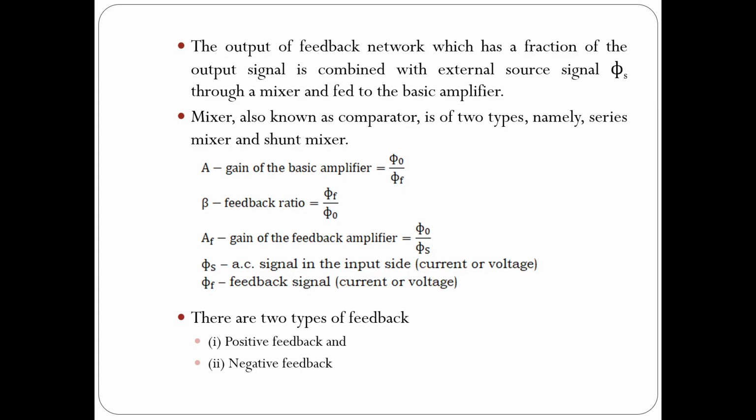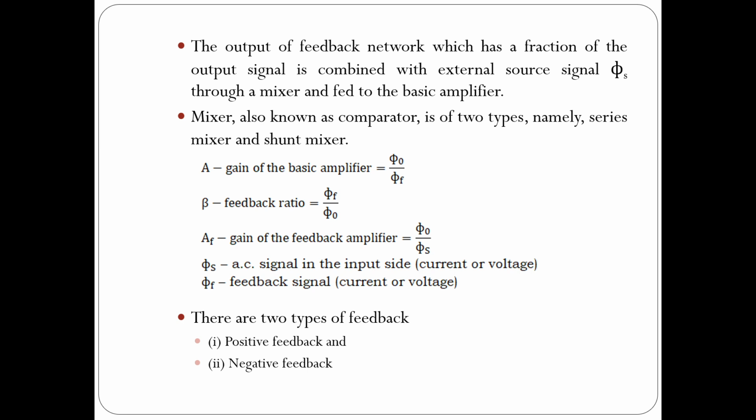The output of the feedback network, which is a fraction of the output signal, is combined with the external source signal Xs through a mixer and fed to the basic amplifier. The mixer, also known as a comparator, is of two types, namely series mixer and shunt mixer. Basic amplifier A, feedback ratio beta, feedback amplifier gain AF, Xs is the AC signal at the input side, current or voltage, and Xf is the feedback signal, current or voltage.